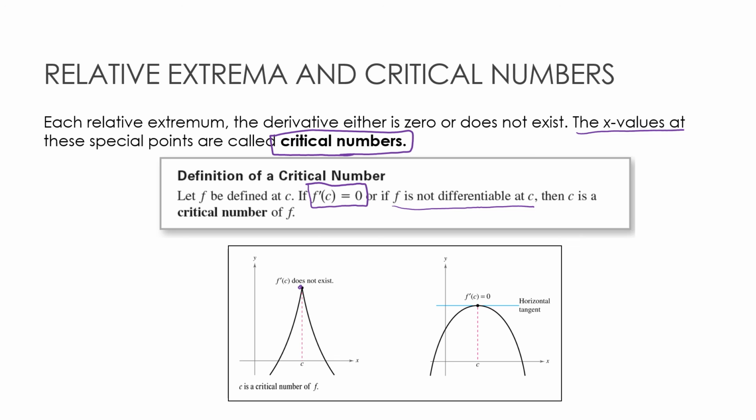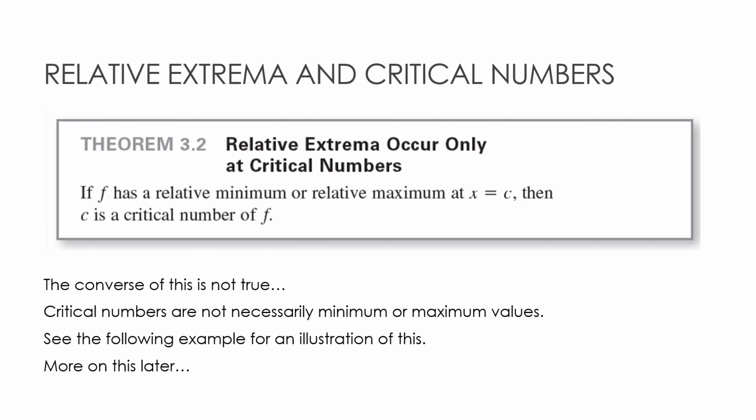So again, this would be an example of not differentiable because it's a corner, and this is an example where f prime of c is equal to 0 because the slope of the tangent line is 0. So it is important to understand that the only time that we can have a relative extrema, a min or a max, is when we do have a critical number. So relative extrema only occur at critical numbers.